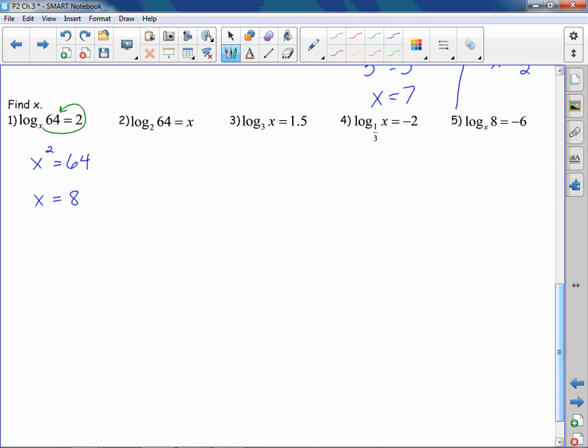Okay, here we go again. 2 to the x equals 64. Switching it up a little bit. Pretty sure it's 5. It's 6. Yeah, 2 to the 5th is 32. So multiply it by 2 again. So x is 6.